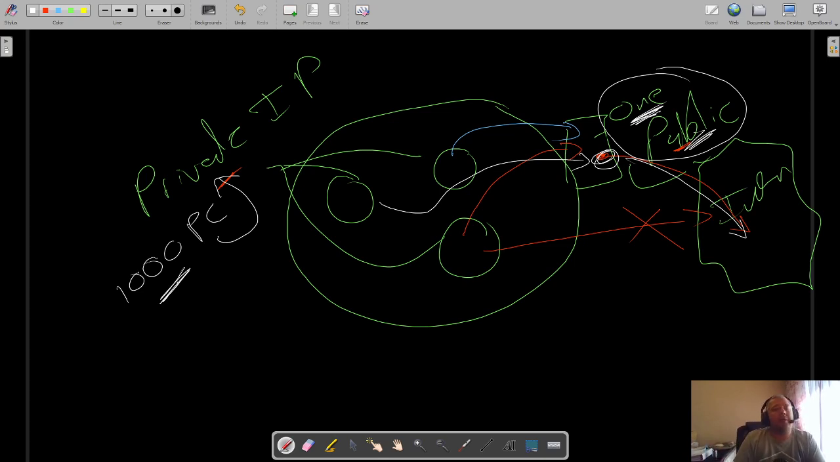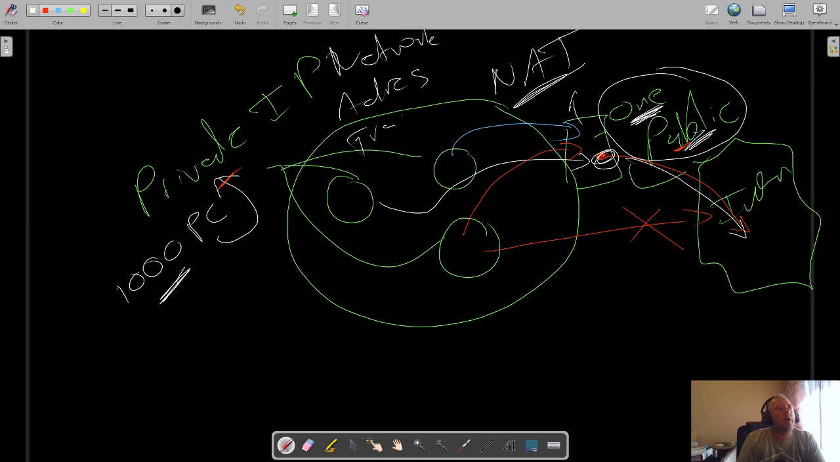Okay. And just for interest's sake, this device is known as a NAT. If you ever hear that term, it stands for a network address translation device. It translates a private address into a public address.